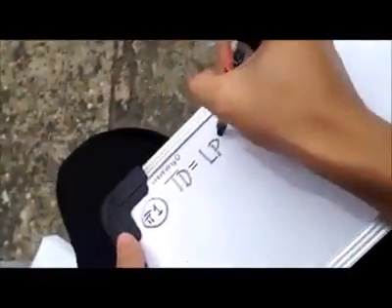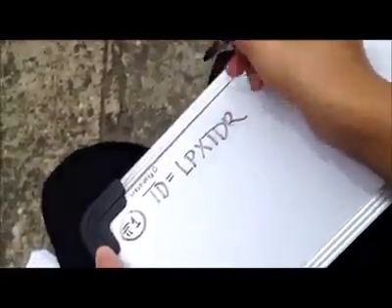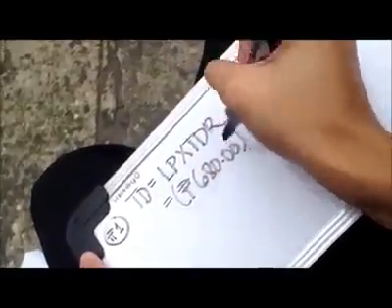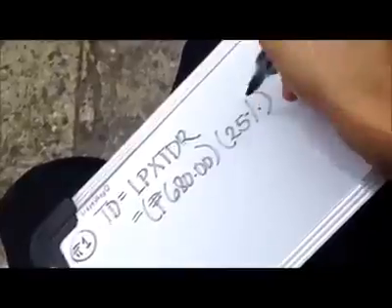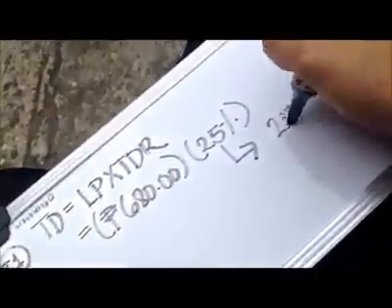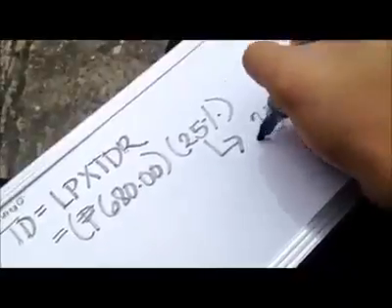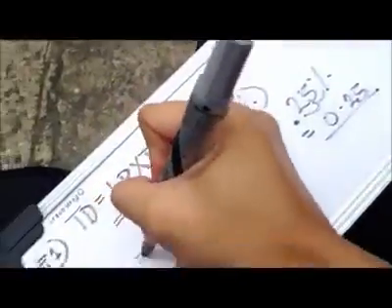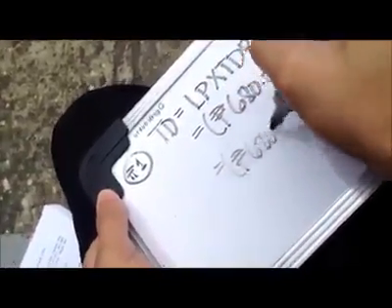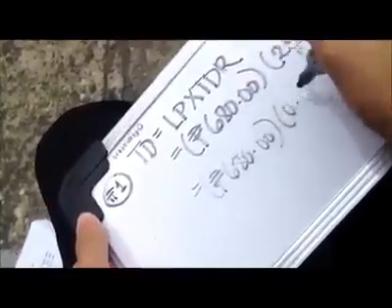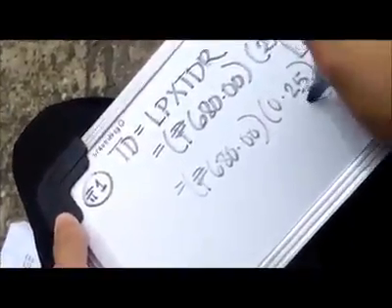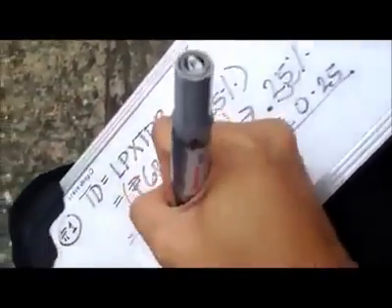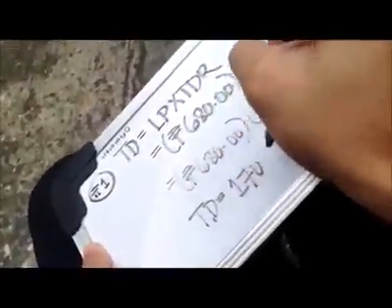Now that we already have our given, we can now solve for the trade discount. Again, we have our list price of 680 pesos and a trade discount rate of 25%. We need to convert 25% into its decimal form, which becomes 0.25. The formula for solving the trade discount is to multiply the list price and the trade discount rate in order to get the product, which is the trade discount. So 680 pesos multiplied by 0.25, the product would be 170 pesos.